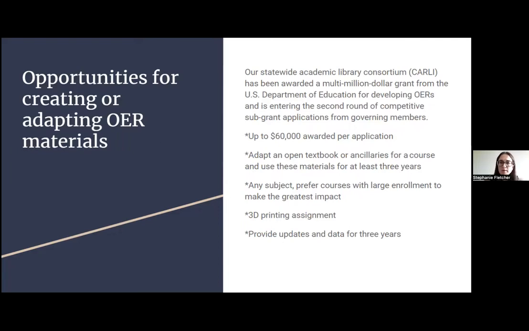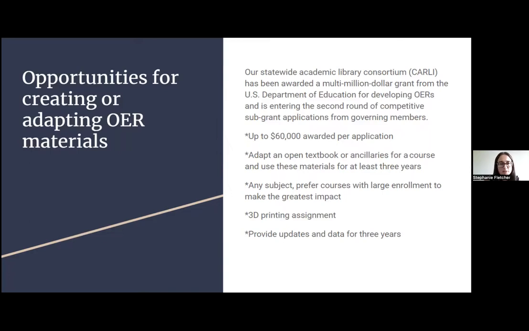So this grant supports the adaptation of an open textbook or ancillaries for a course, and then they ask you to use these materials for at least 3 years. So they're looking for courses that are taught at least every year, usually courses that enroll a large number of students. But the nice thing is they're not asking you to write a textbook from scratch. You can locate a textbook that already exists and adapt it specifically for your own course. Or you can just adapt some ancillary materials, such as quizzes or tests or projects that you would assign in that course. And that would be the part of the grant proposal.